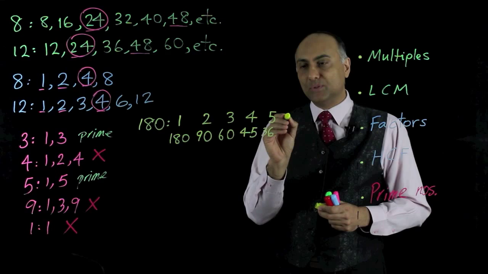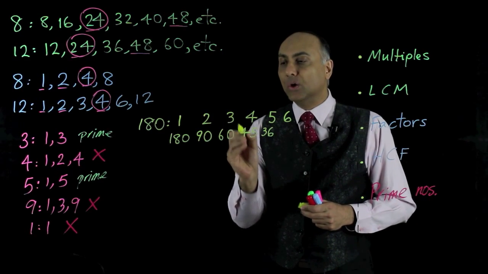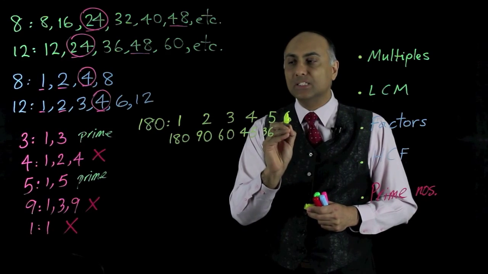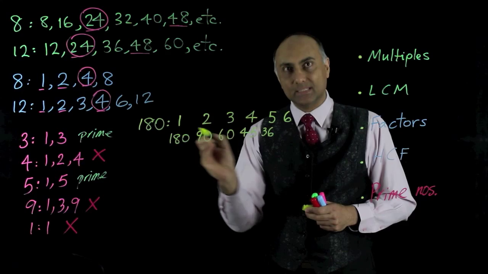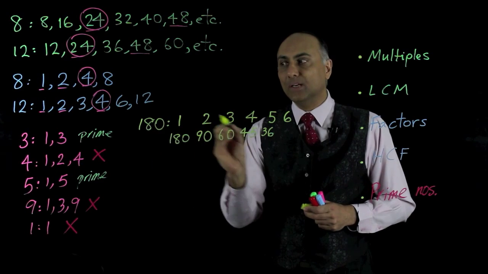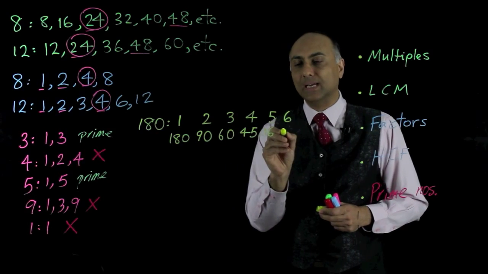Now, we come to 6, and it does go, but what's this trick? Since 3 goes 60 times, and 6 is twice as big as 3, we'll be able to fit half as many 6s into there. So 3 goes 60 times into 180, so 6 will only go 30 times.